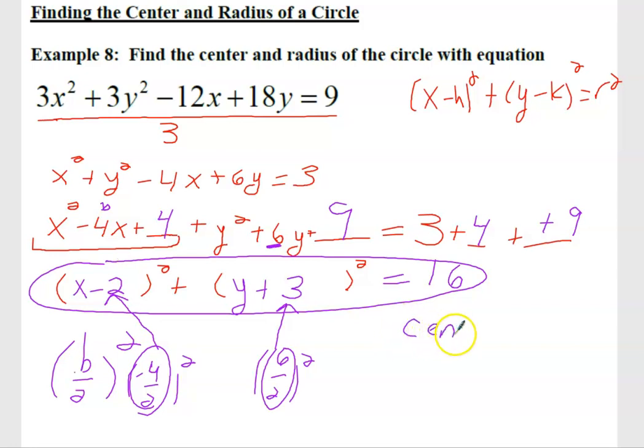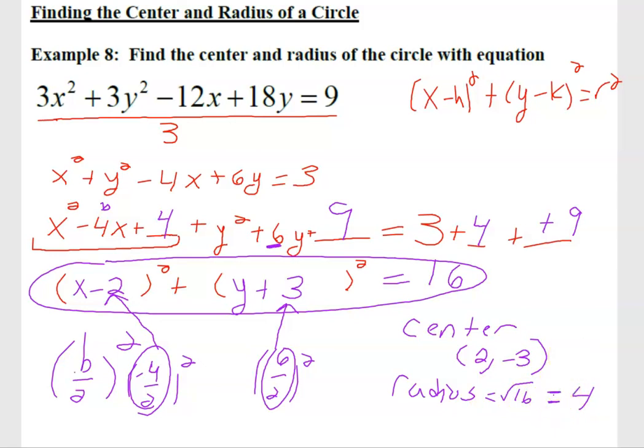So looking at that, that means that our center is going to be the opposite of this, so 2, comma, opposite of positive 3, negative 3. And our radius is going to be the square root of 16, which is just 4.